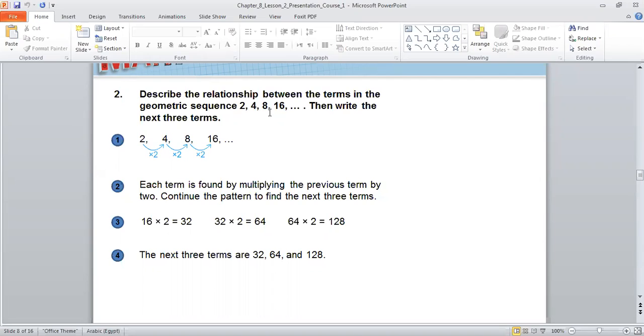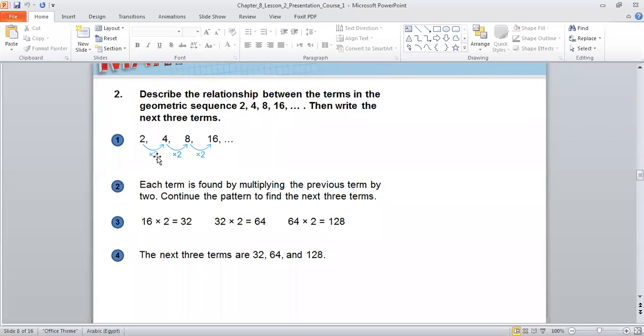So this one is not an arithmetic sequence. If I don't add the same number, it is not an arithmetic sequence. If you have different numbers, it will be a geometric sequence. Why do I call it a geometrical sequence? Because every time I will multiply by 2.